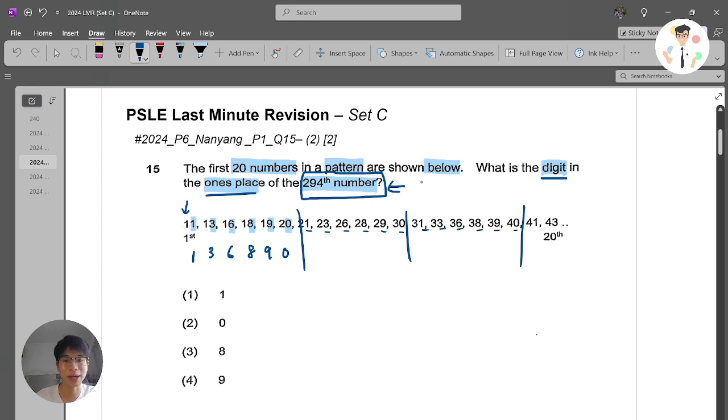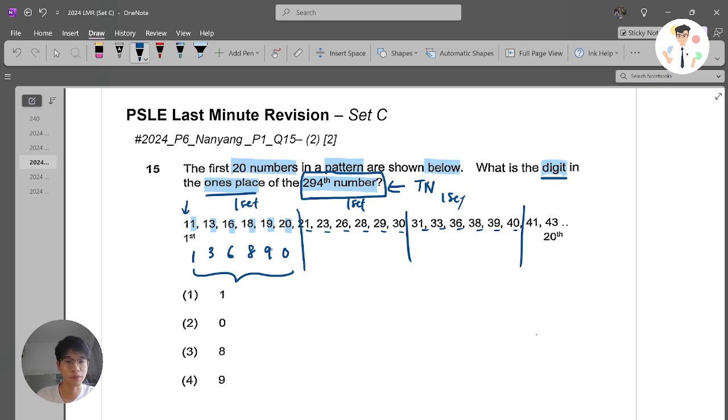So this is my targeted number. And how many numbers are there in one set? I call this one set. This is one set, this is one set. So how many numbers do we have in one set? 1, 2, 3, 4, 5, 6. There are 6 numbers in one set.